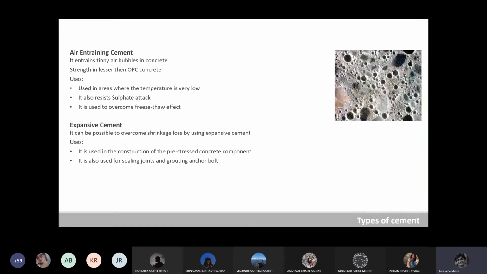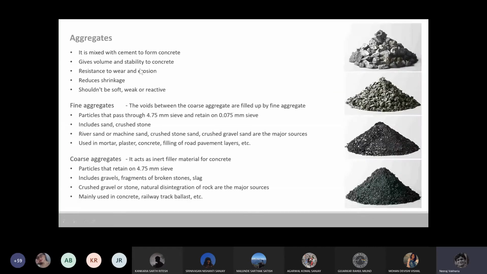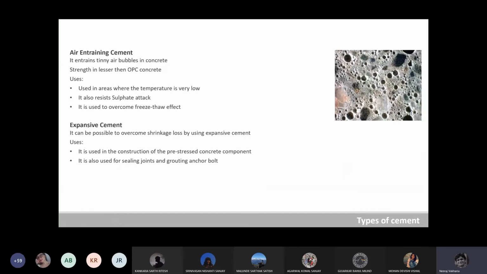Then air entraining cement. It creates tiny air bubbles in concrete. The air voids in concrete provide space for water to expand without cracking in cold conditions. Generally, due to the weathering effect and the difference in temperature, where we get extreme heat and extreme cold, we tend to see cracks created in the concrete. So there we use this.